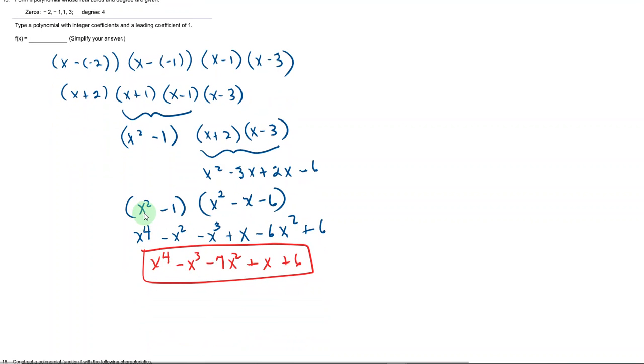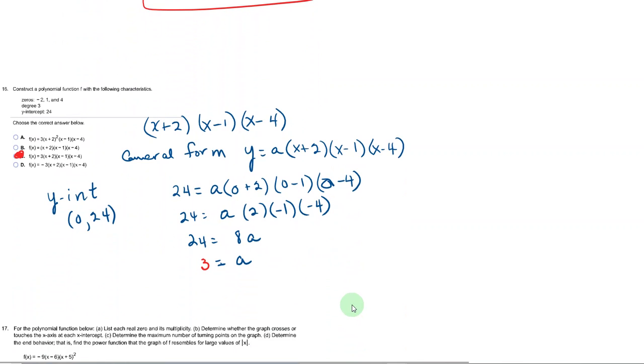If you're going to multiply it, x squared times x squared is x to the 4th. X squared times minus x is x cubed. X squared times a minus 6 is a minus 6x squared. Minus 1 gives you your minus x squared. That gives you a plus x. That gives you a plus 6. And then if you combine the things you can combine, you should get that.